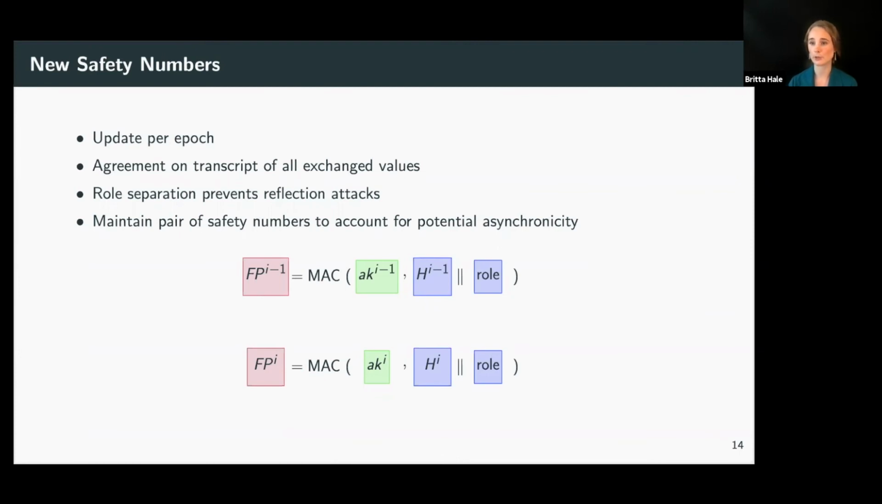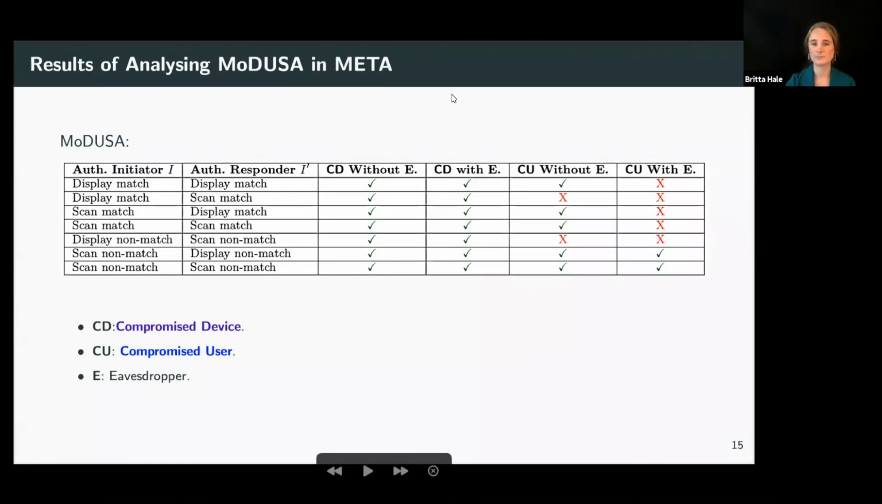These are computed per epoch, meaning that we better align the confidentiality guarantees that Signal aims to achieve and the authenticity guarantees. Also, these are computed over a transcript of all the public keys exchanged, meaning that we are authenticating for past epochs as well. We include a role for role separation and to prevent reflection attacks. And we maintain two of these in this state to account for potential asynchronicity between the parties.